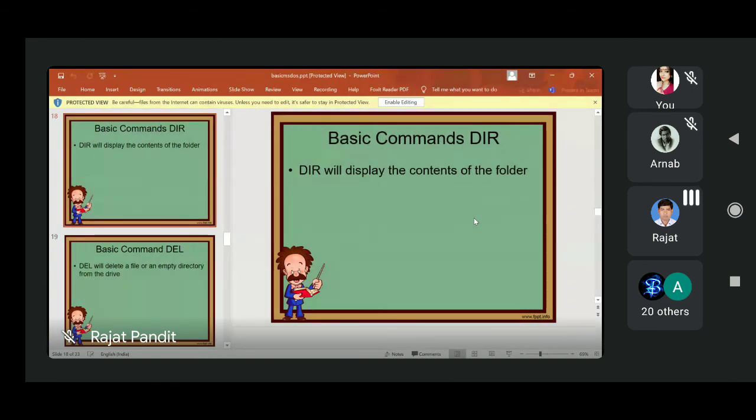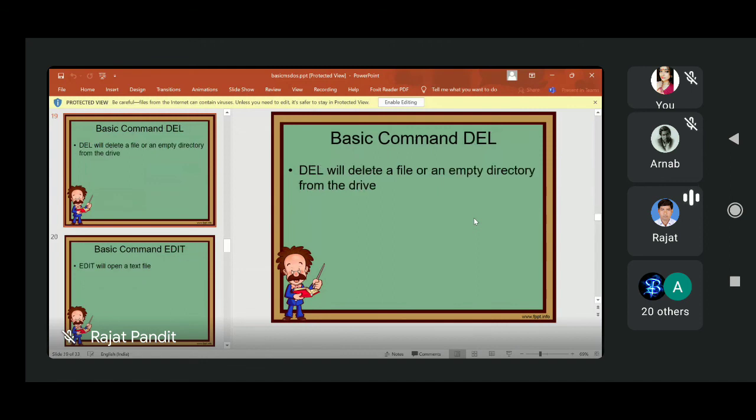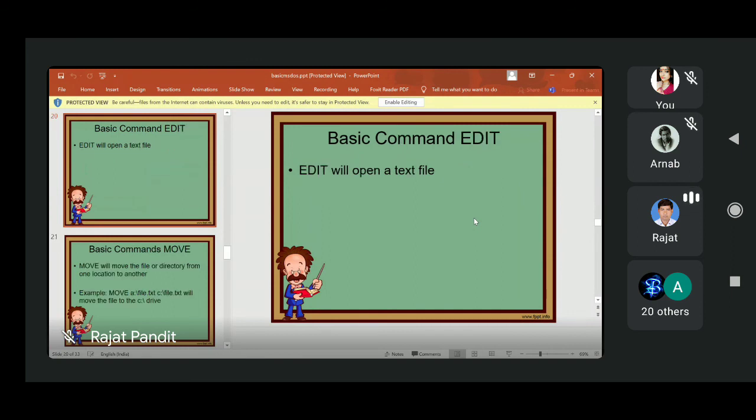Then there is a dir command. Dir command displays the content of the folder. Then there is a del command. Del command will delete any directory or file or folders. Then the edit command, you can edit. If you want to open a text file, then you have to use the edit command.